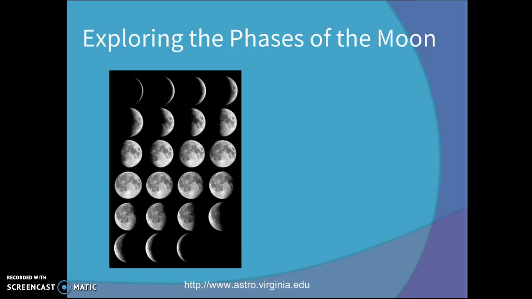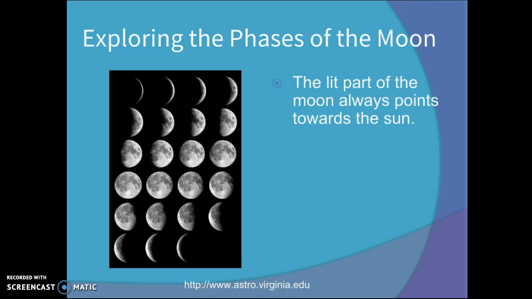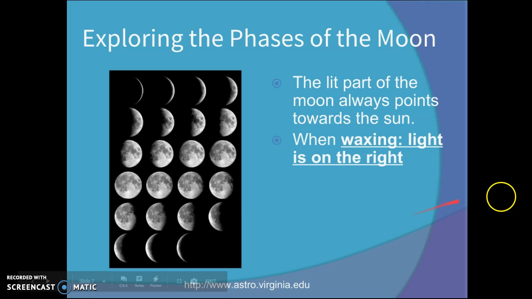Alright, so exploring the phases of the moon. The lit part of the moon always points towards the sun, so there's always half of the moon being lit up. It's just the angle that we're actually seeing it at that depends on how much of the lit half we see. Right? So when it's waxing, light is on the right.